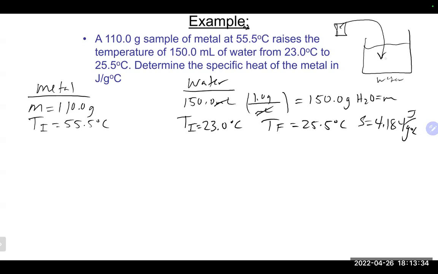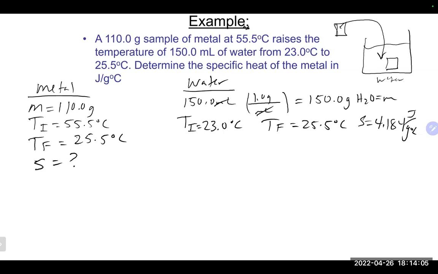As we talked about a second ago, when that piece of metal goes into the water, it will eventually end up at the exact same final temperature as the water. That would also be our final temperature for our metal, which in this case is 25.5 degrees Celsius. And we are looking for the specific heat capacity of our metal. Any questions on that so far?